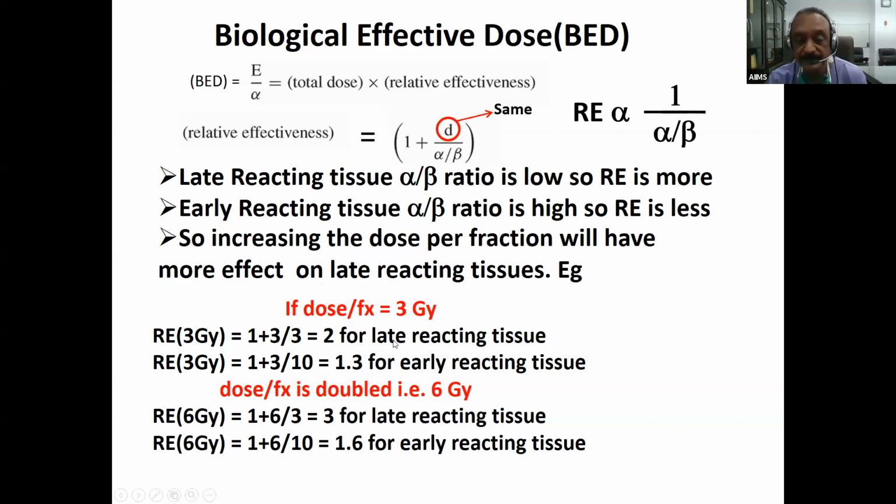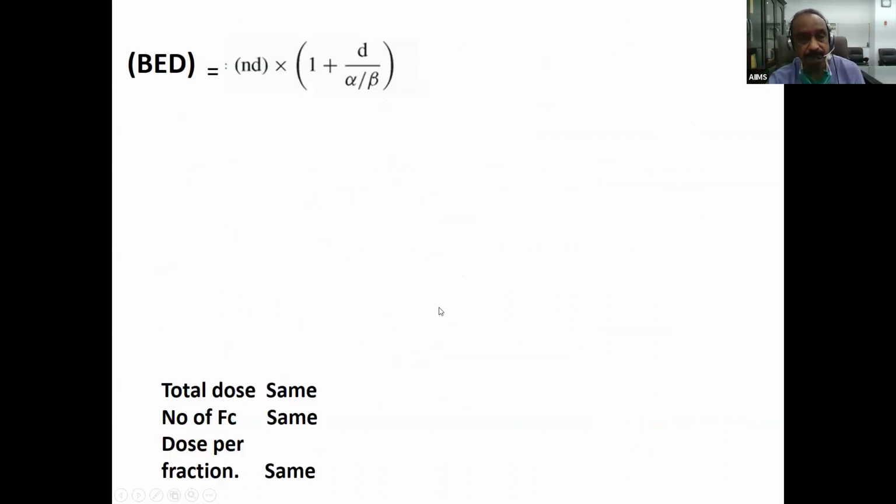So what are you observing? Now you observe that doubling the dose from 3 gray to 6 gray results in an increase in late effect by a magnitude of 1, but for early reacting tissue, it just increased by a magnitude of 0.3, or 1/3. So this again shows that when you increase the dose per fraction, it causes more damage to the late reacting tissue as compared to early reacting tissue.